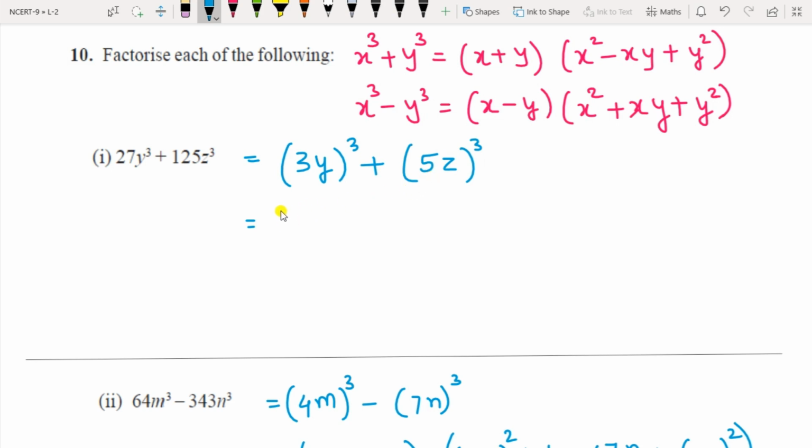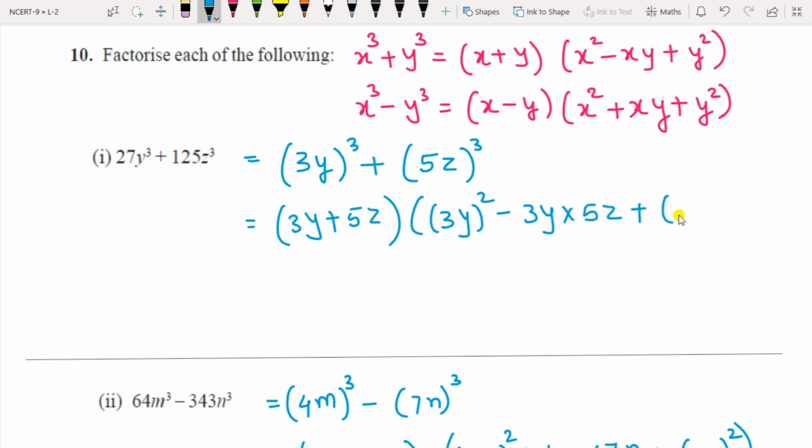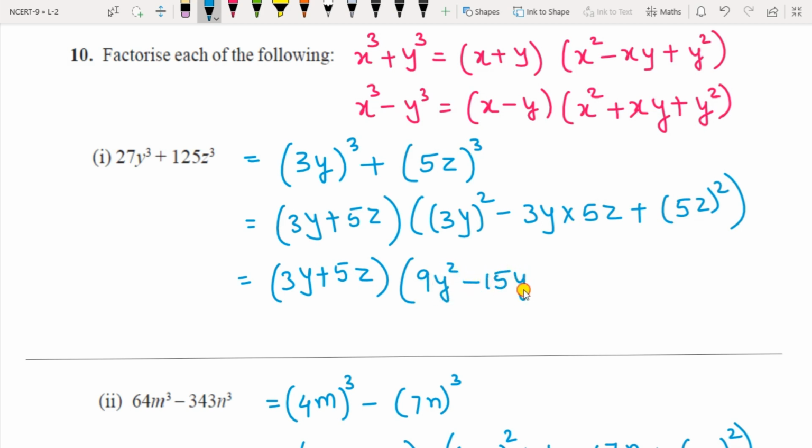So it will be here 3y plus 5z. Second bracket is first term square, that is 3y square, then minus first term into second term plus second term square, that is 5z square, and bracket close. So this is 3y plus 5z, and you will be getting it as 9y square minus 15yz plus 25z square. This is your answer.